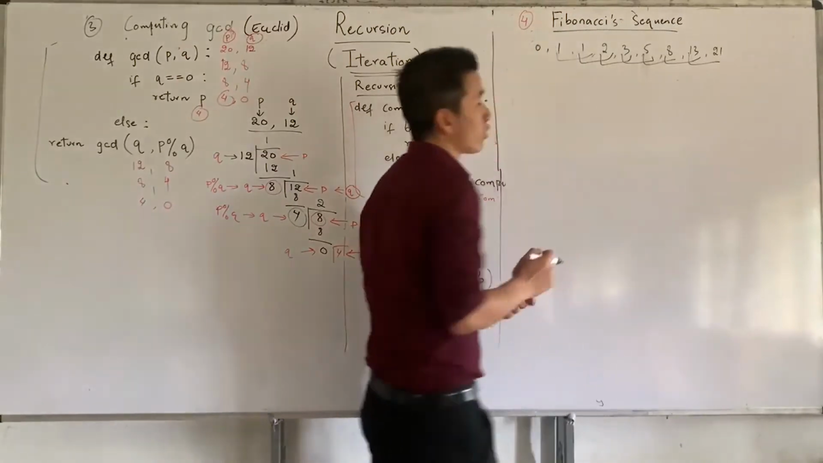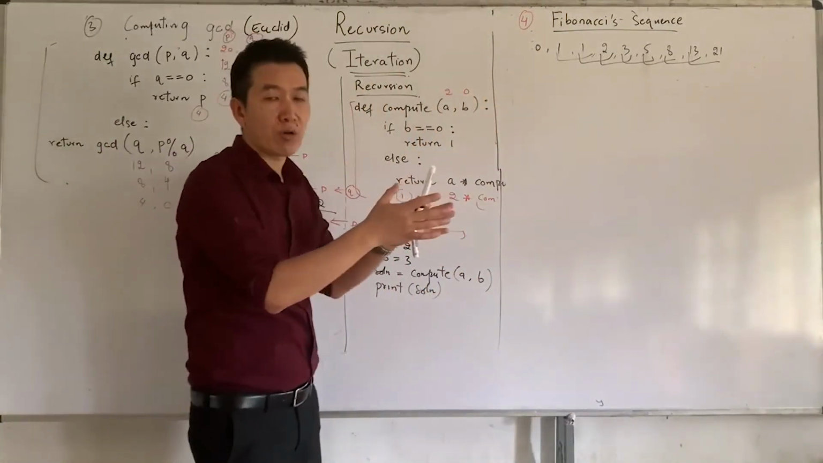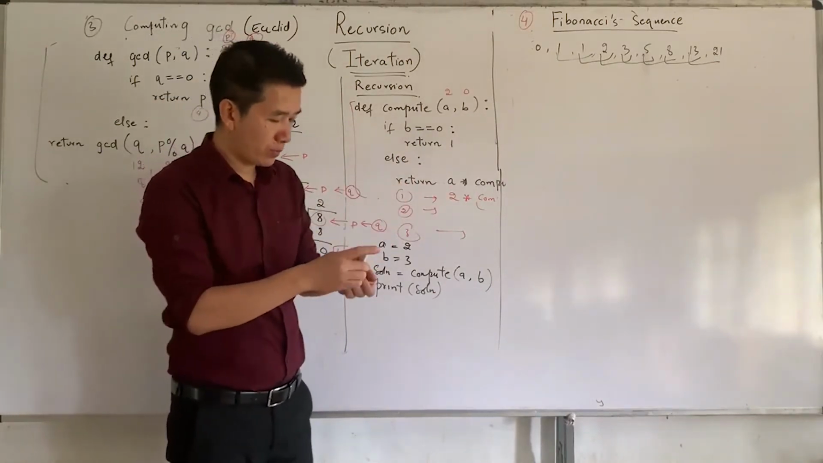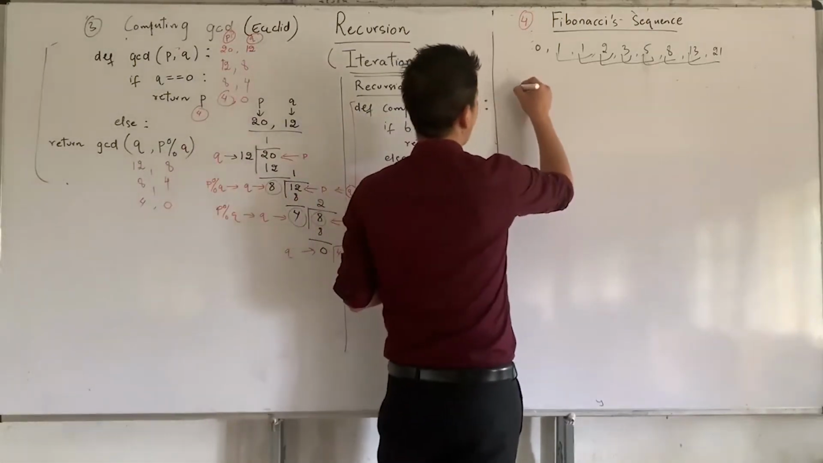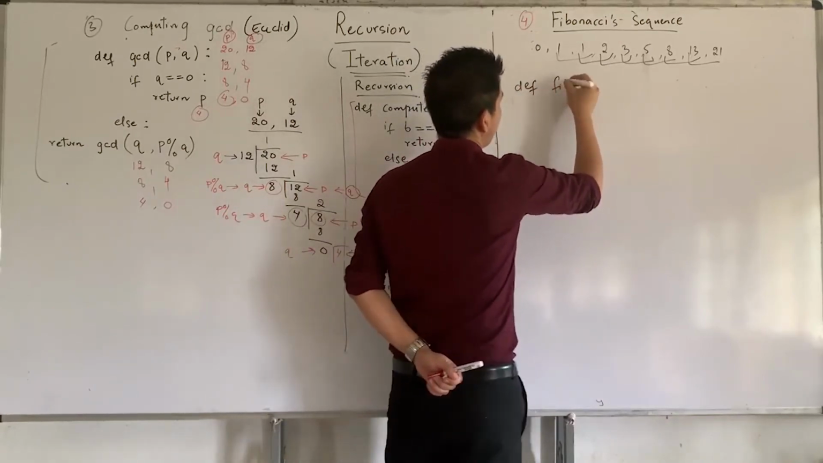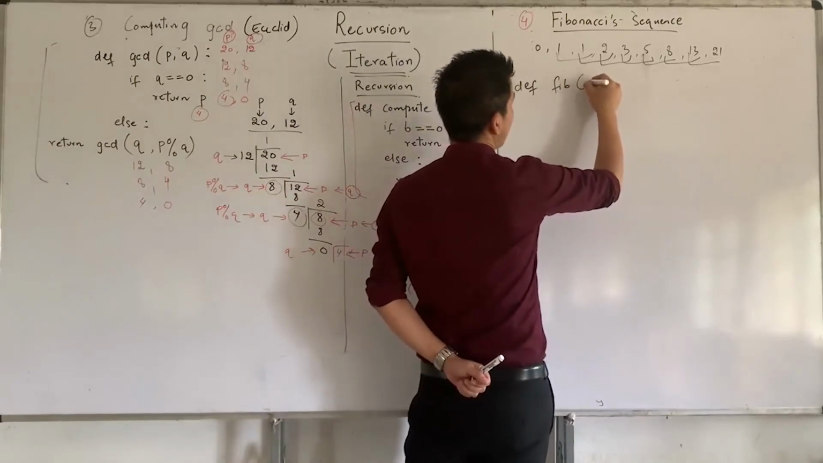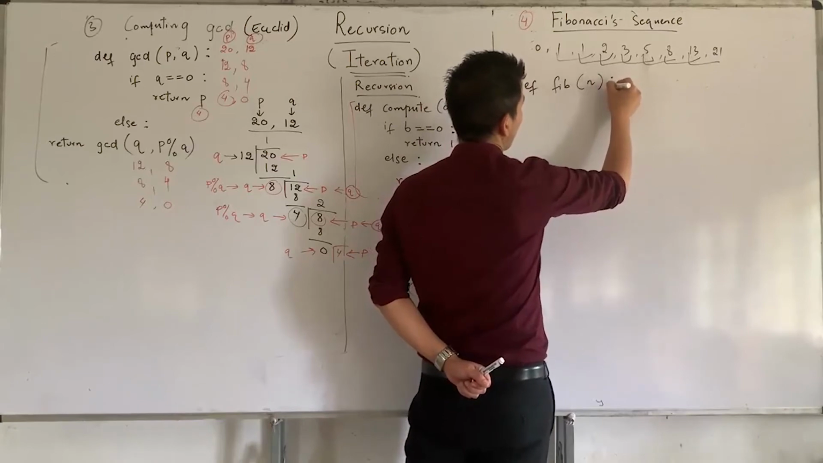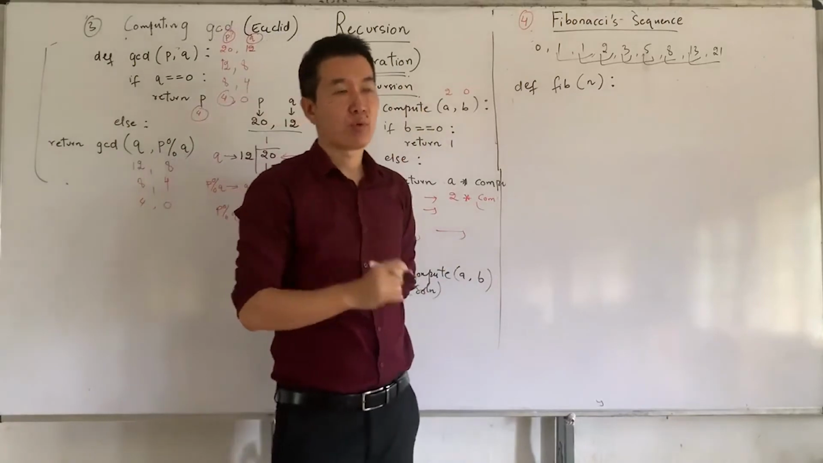But our focus should be on how to generate this sequence via the program. Okay, so we'll write the program first. Again, it's going to be def. Let's write fib. The name of the function is fib, and then I'll be accepting just one positive integer. So n will represent the number of Fibonacci numbers that we would like to generate.